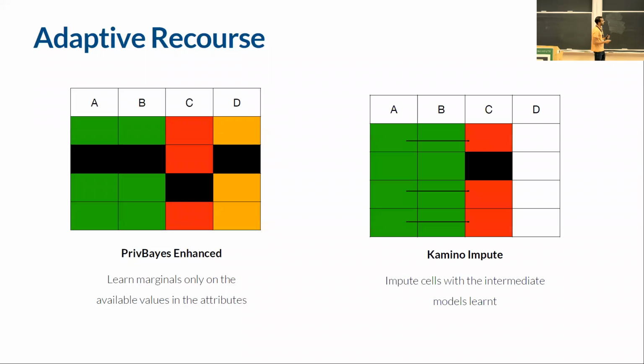And the second approach that we find an adaptive method for is the Camino method, where we can use this intermediate model not only to train, to generate synthetic data, but also to impute these missing values. So let's say this intermediate model is used to impute this black missing value here. This can be later used while generating the D column.